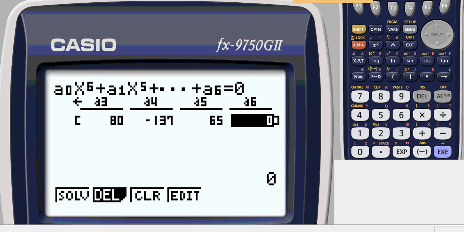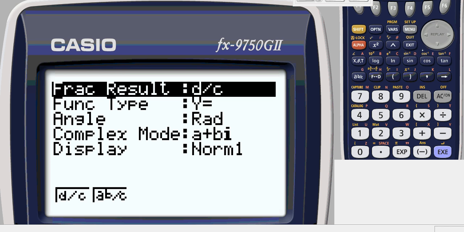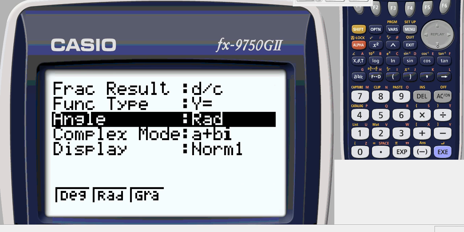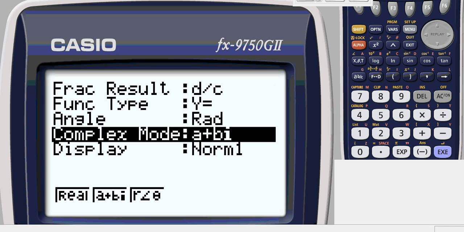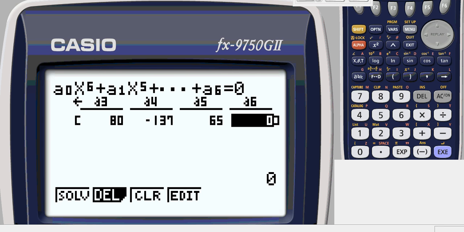Before you do anything else, make sure that your calculator is set for imaginary solutions. So you need to go Shift Setup and make sure that complex mode is set to A plus Bi. If it's set for real, you're not going to see anything except for what the graph just shows. It'll show us the -5, 0, 1, and 1, and it won't show us the imaginary. So make sure complex mode is set for A plus Bi. And then you can solve.